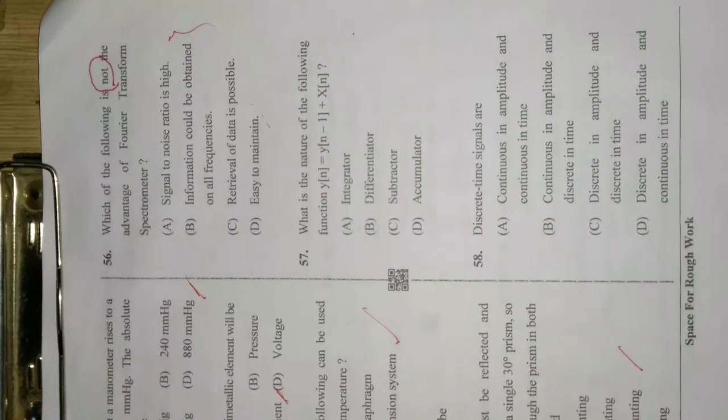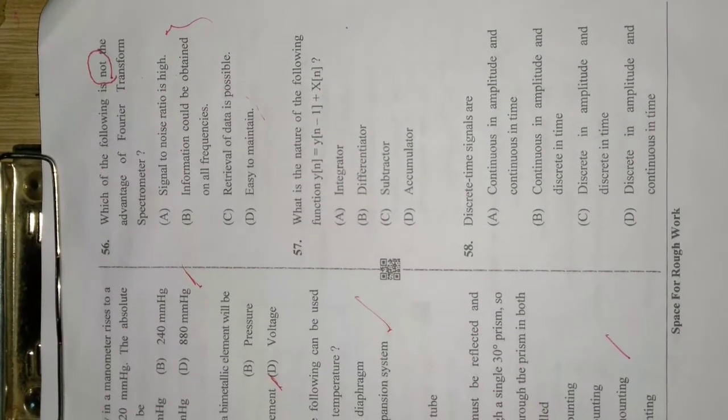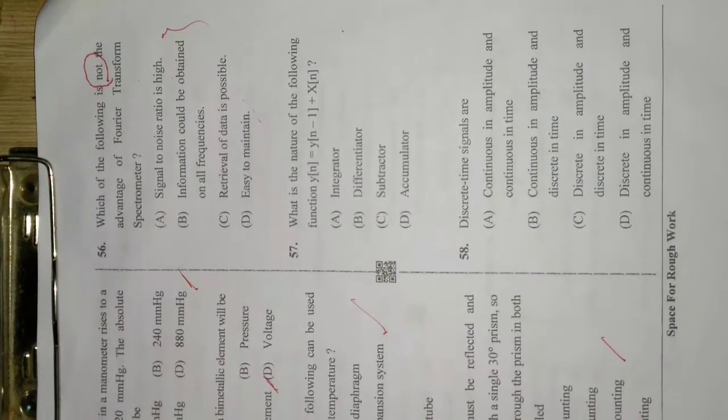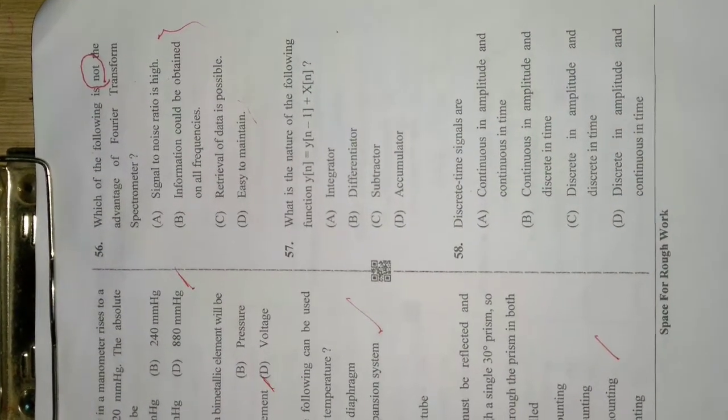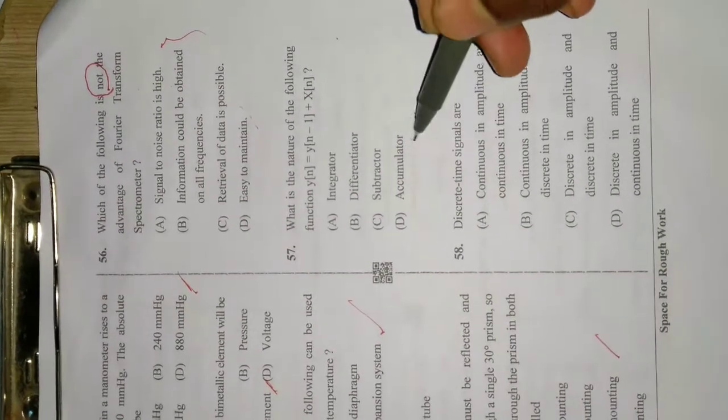Then 57th is what is the nature of the following function y of n which is equal to y of n minus 1 plus x of n. So integrator, differentiator, subtractor, accumulator. So for this one, the answer will be obviously accumulator because it is an addition.